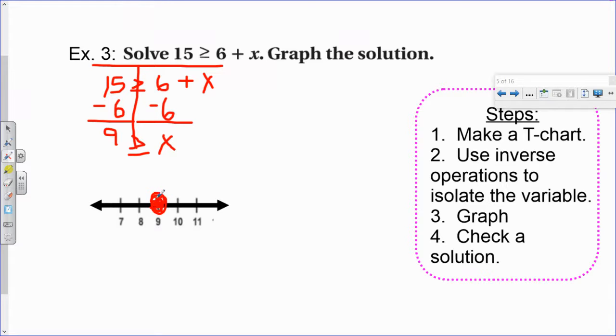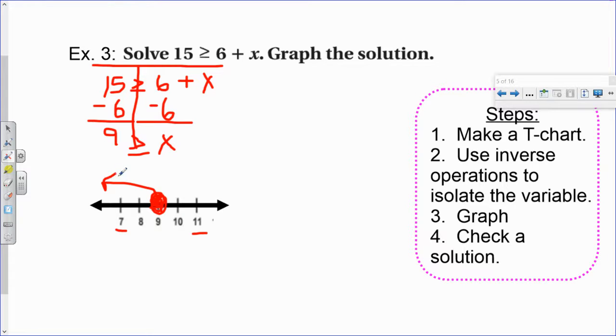And then we have to decide which way our arrow goes. Now this says 9 is bigger than or equal to all of my possible answers. So we're going to test a number in C. I'm going to pick 7 in C. If I say 9 is greater than or equal to 7, is that true? Is 9 bigger than 7? That answer would be yes. Let me test one over here and see about 11. Is 9 bigger than or equal to 11? And that answer would be no. So that means my arrow goes here to the left.